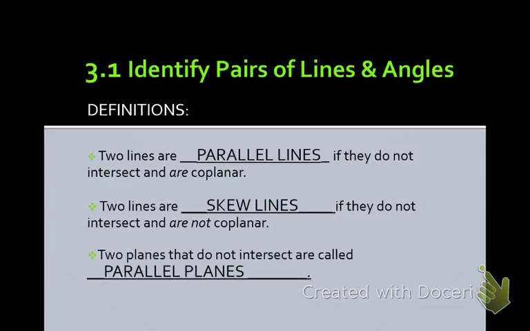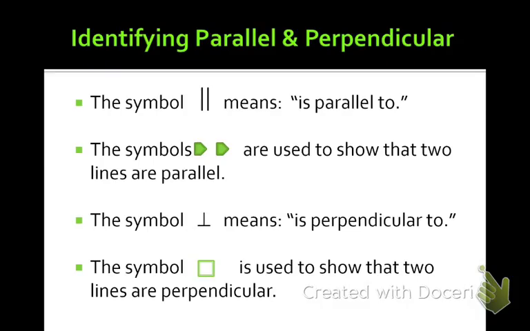And then we have two planes. Planes can be parallel as well, as long as they do not intersect. Okay? And we could go around the room and pick out some objects that fit those definitions. You could look around your room right now and probably find some parallel lines, parallel planes. And then once we get a decent idea of what skew lines are, you'd be able to do that as well.